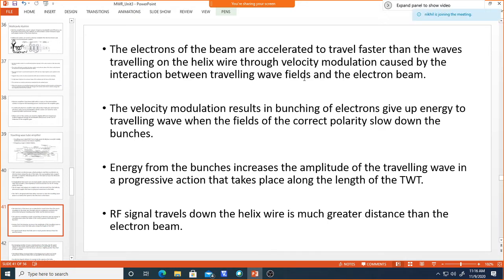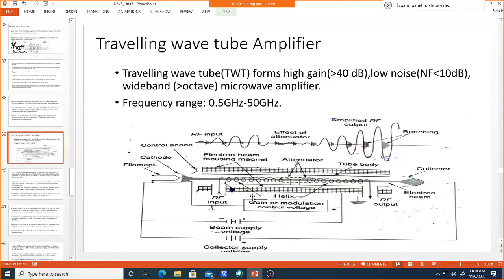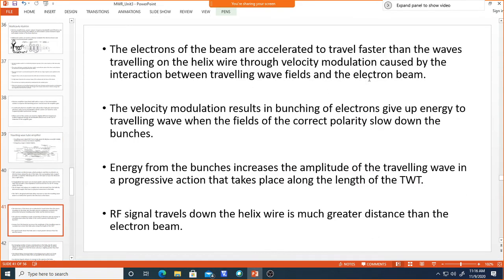The electrons experience this RF cycle. So the electrons will be velocity modulated, and it is caused by the interaction of the traveling wave fields and the electron beam. This will be velocity modulated by whatever RF wave is traveling on the helix wire. This velocity modulation results in the bunching of electrons, which give up energy to the traveling wave.